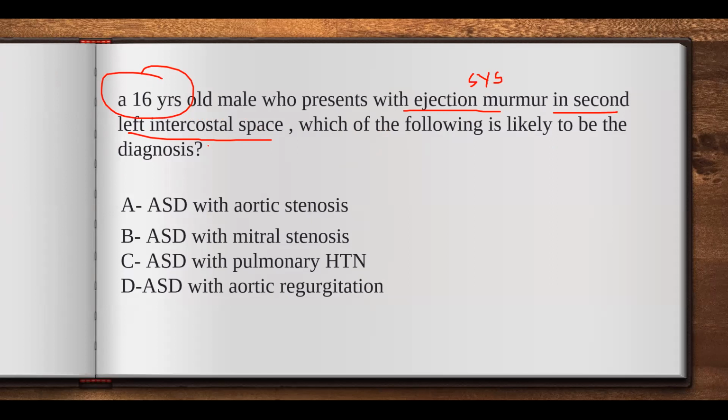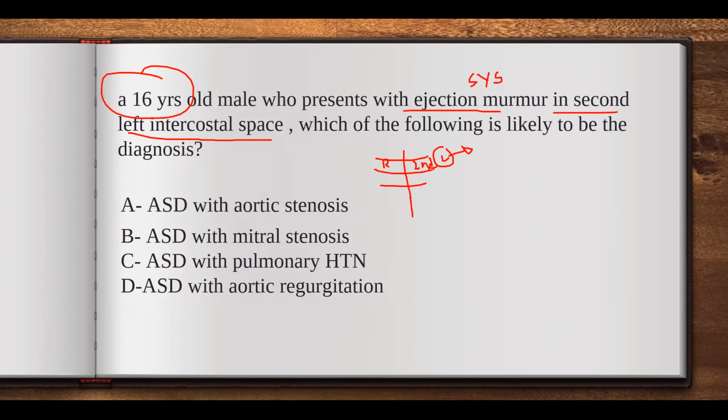So, a 16-year-old having an ejection systolic murmur in the second left intercostal space. Remember I told you about this intercostal space thing? This is the second left intercostal, and this is the second right. In the second left intercostal space, what do you normally get, pulmonary or aortic murmurs? Pulmonary murmurs, right? We discussed why we get pulmonary murmurs in the second left intercostal space.